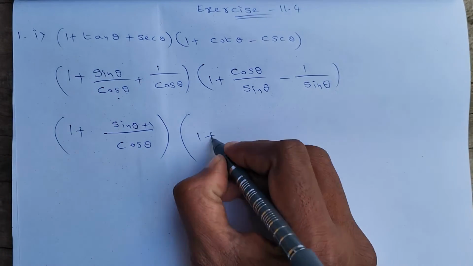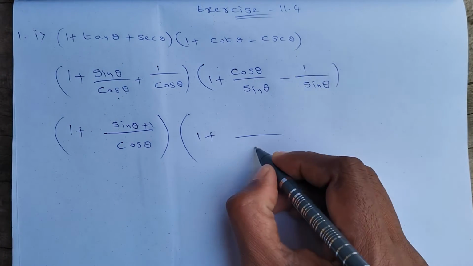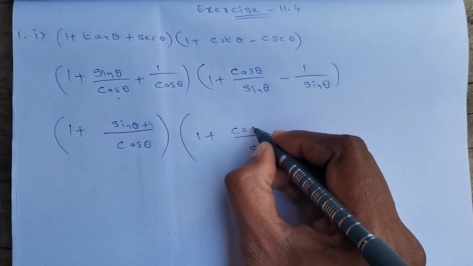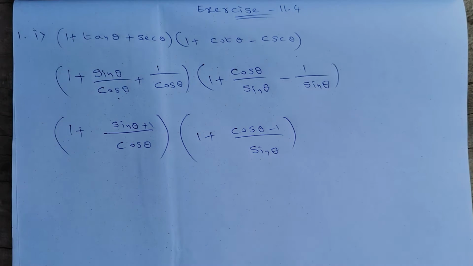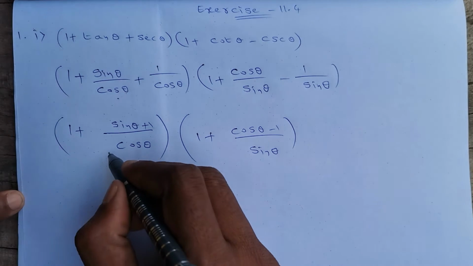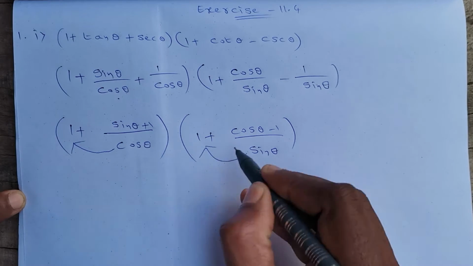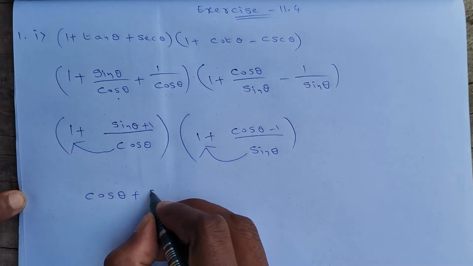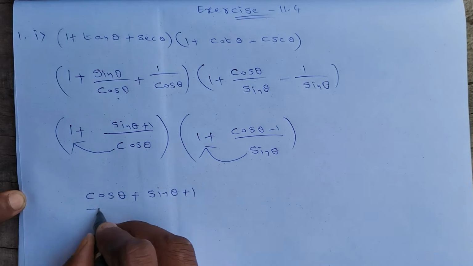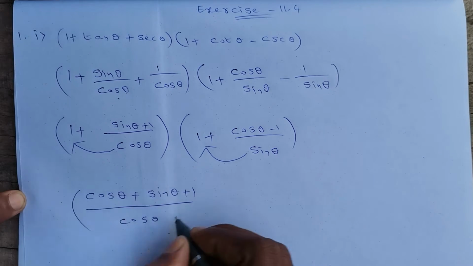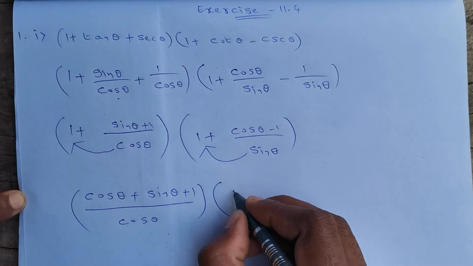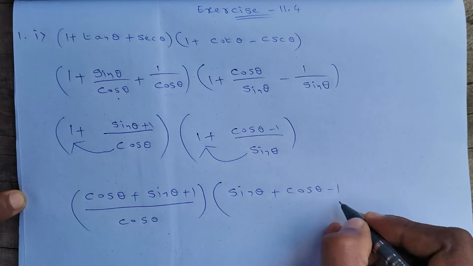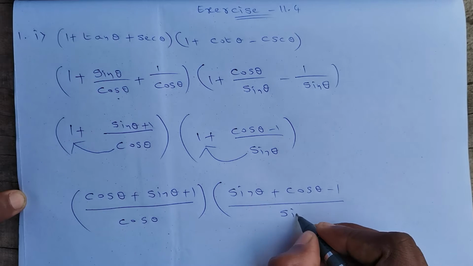Into 1 plus, here both the denominators are the same, so write sin θ, and subtract the numerators: cos θ minus 1. Now multiply: cos θ into 1, cos θ plus sin θ plus 1, whole divided by cos θ, times sin θ into 1, sin θ plus cos θ minus 1, whole divided by sin θ.